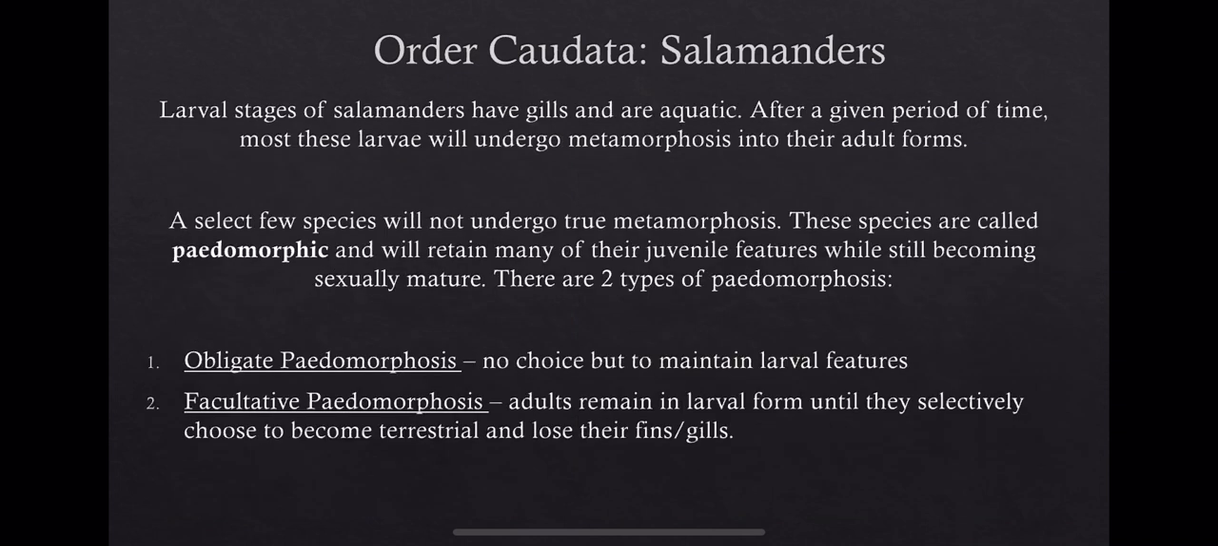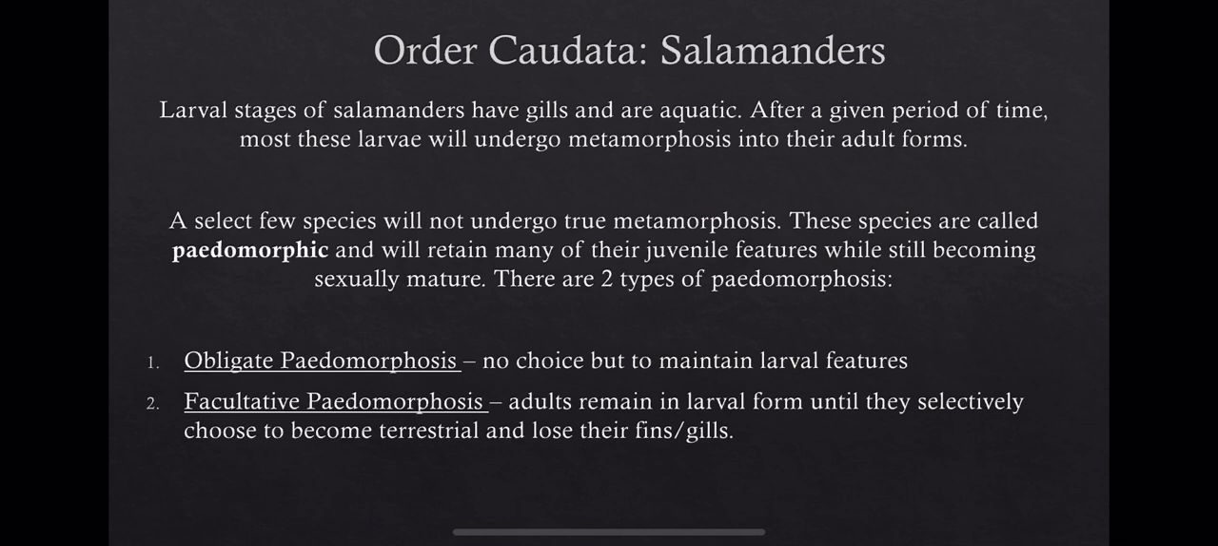So salamanders, their larval stages always have gills, and they are always aquatic. Again, this highlights this relationship between the amphibian and water. At least with salamanders, they're so incredibly dependent that they will not reproduce unless it happens in the water. After a given time period, you're going to have metamorphosis, and that metamorphosis happens into the adult form.